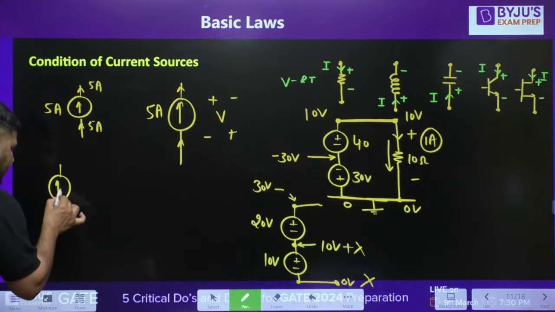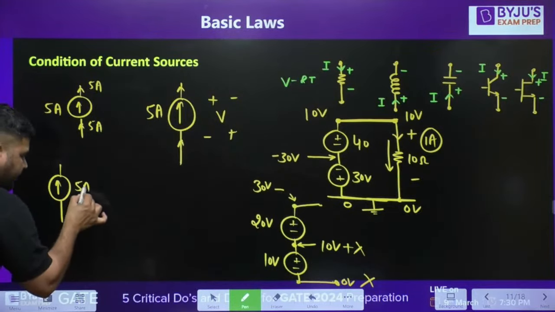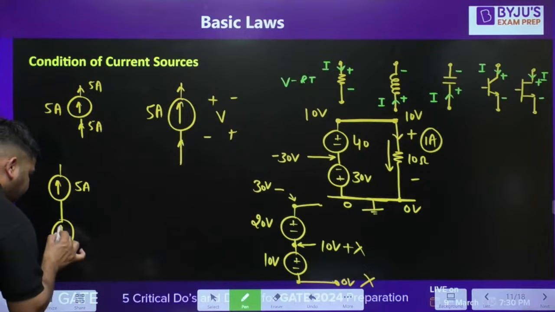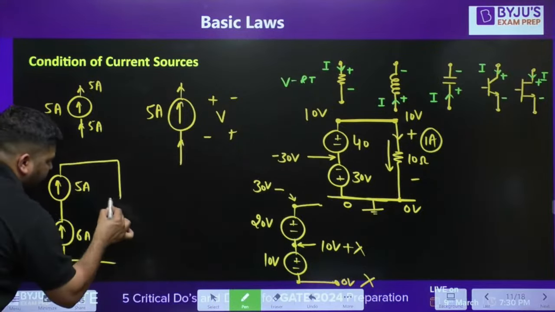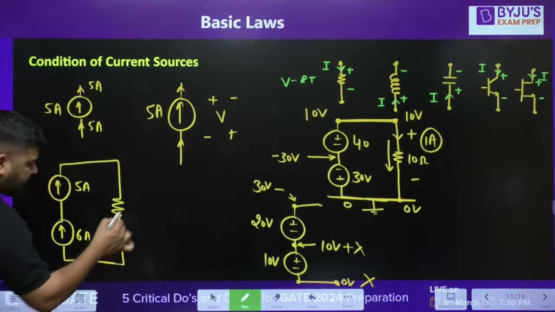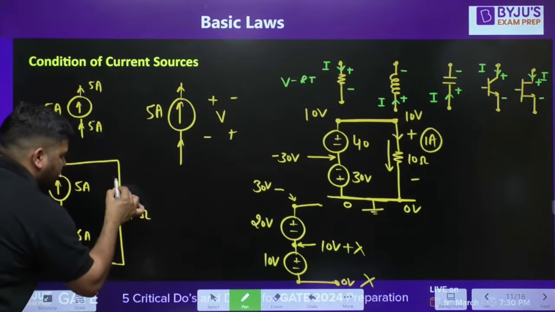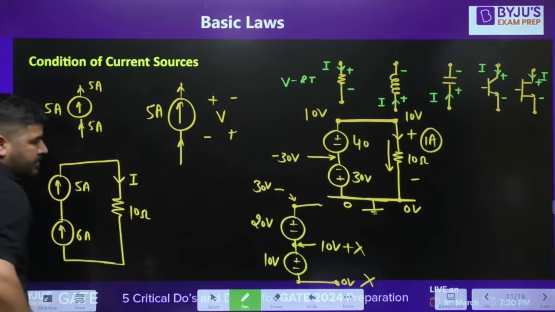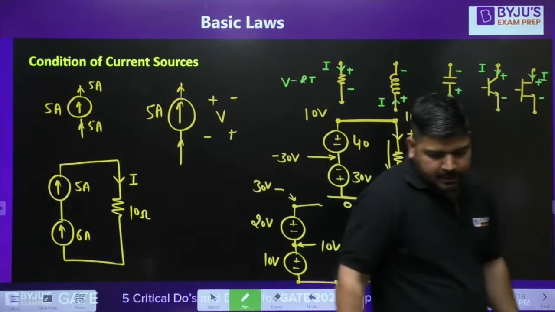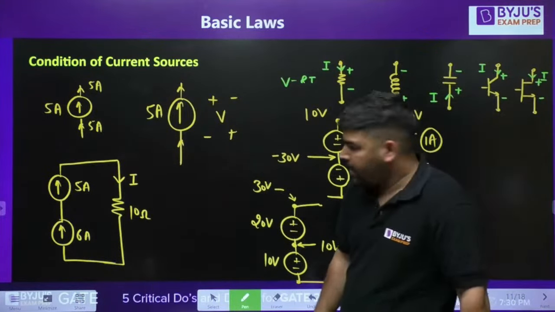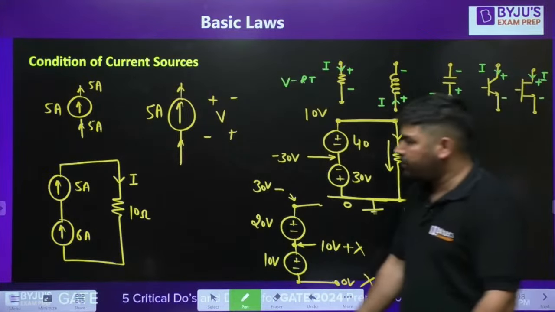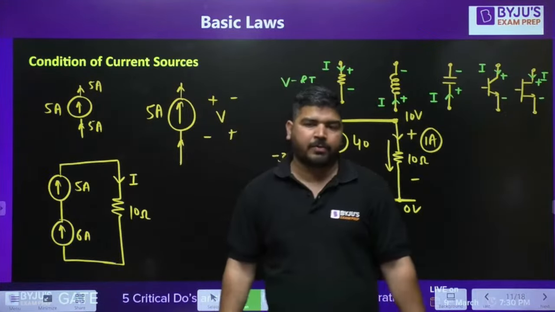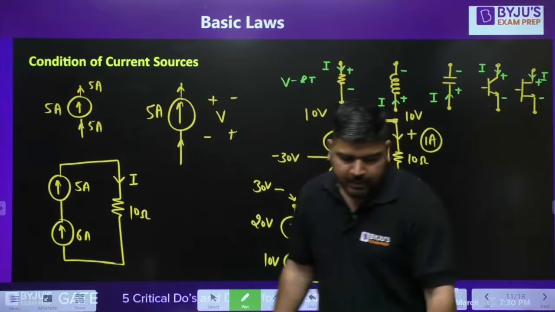Let's say you have a current source of 5 ampere and a current source of 6 ampere and there is a resistance. Now tell me, what is the current in this resistance? There is a 5 ampere current source and a 6 ampere current source and I want to calculate this current I. Tell me the value of this current I.